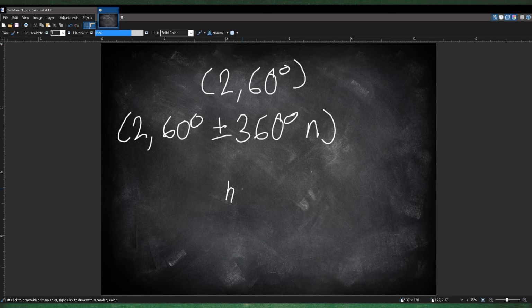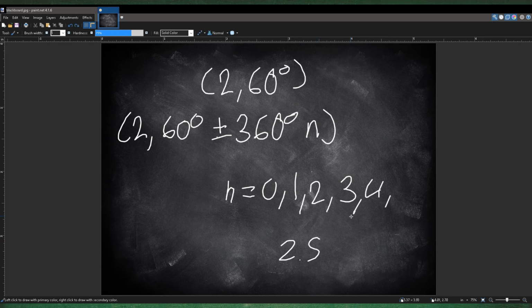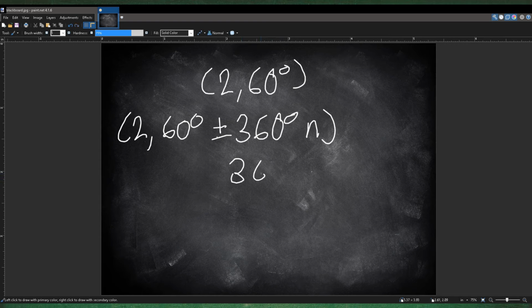So n could be equal to 0, 1, 2, 3. It can't be like 2.5, okay? So it's going to be 1, 2, 3, 4, 5, basically. Or it could be an integer, but since this is plus or minus, it kind of negates that. So you could plus 360, plus 720, plus 1080, because this is just 360 times 2.